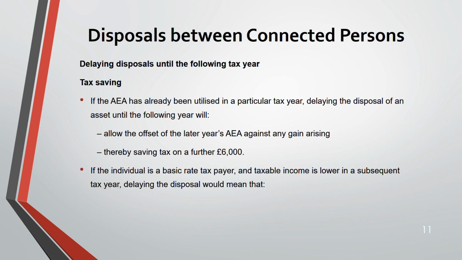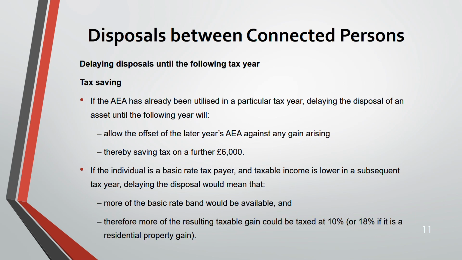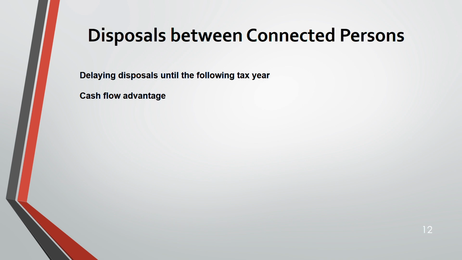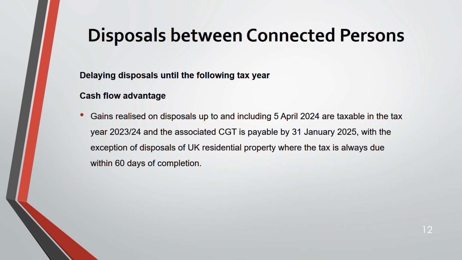And if the individual is a basic rate taxpayer, then taxable income is lower in a subsequent tax year. Let's say you're a basic rate taxpayer and your taxable income is lower in the subsequent year, it's better to delay that disposal to the next year, so that you can utilize more of the basic rate band and your gain would be taxed either at 10 or 18%. Now, another advantage: the first advantage was tax saving. The second advantage is cash flow advantage. You don't have to pay cash immediately. You can delay that payment of cash until the next year, right?